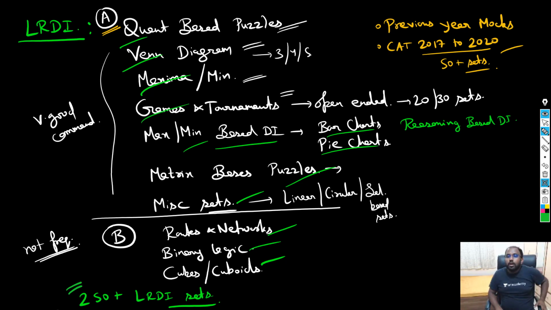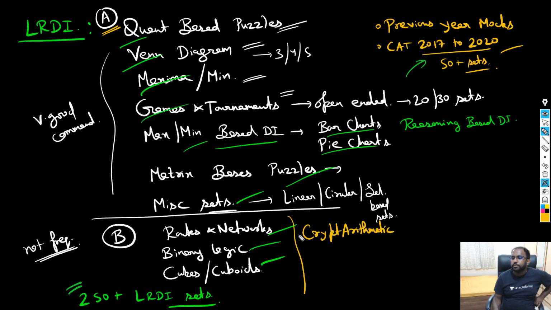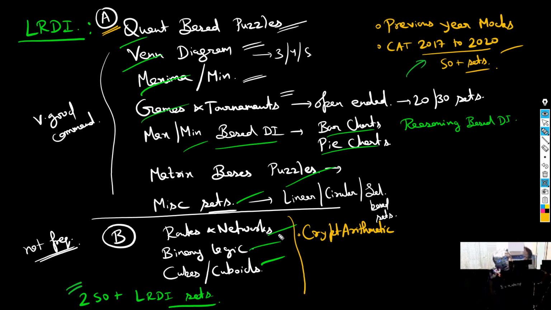Okay, so that's how you should go about LRDI. The best source are previous year mocks, and CAT 17 to 20 papers will be a good source. Okay, also for practice you can include a bit of cryptarithmetic in LRDI. I should add here. Okay, they have asked few sets on cryptarithmetic, and this becomes important.